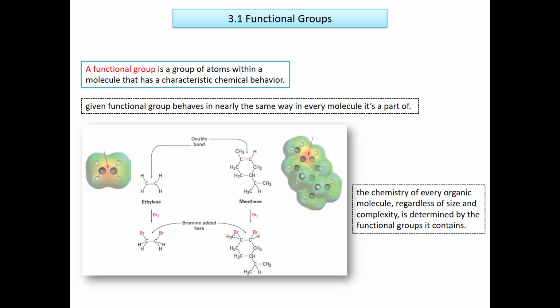If we react one double bond with bromine, as you can see here, what we have is the dibromination, the same as here. Okay, that means that functional groups behave more or less the same in any molecule.